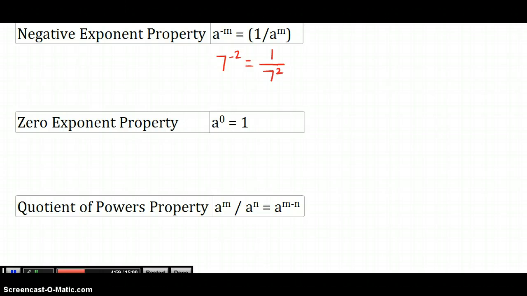The zero exponent property says if you have anything to a zero power, it equals 1. So if you have negative 89 to the zero power, just equals 1. It's a pretty easy property.